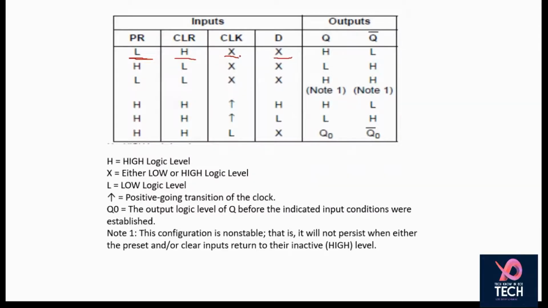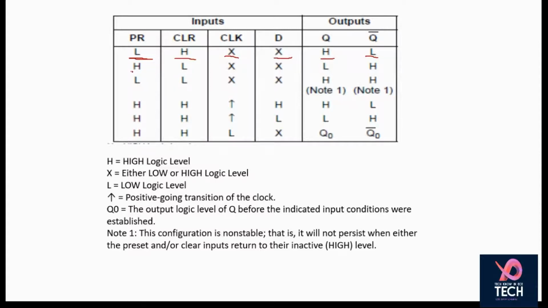Then clock is there or not, it's don't care, which means if you are putting a cross, it means don't care. That means it does not matter whether you are putting high level or low level, but with this particular condition, your output is going to be high. And this is in complementary pairs. So one output is high, the other will be low.